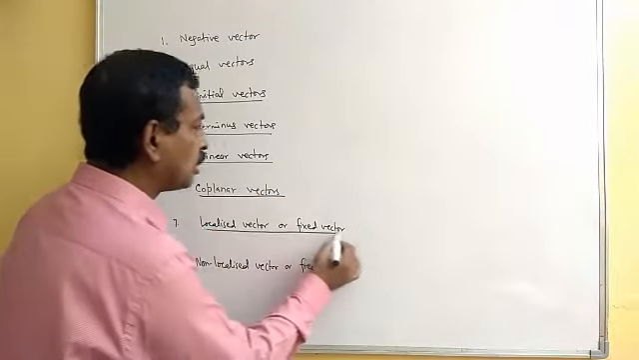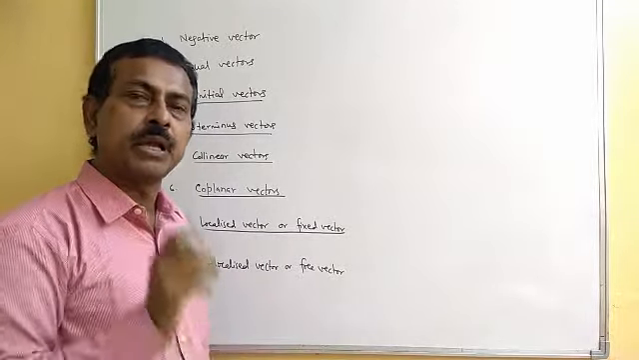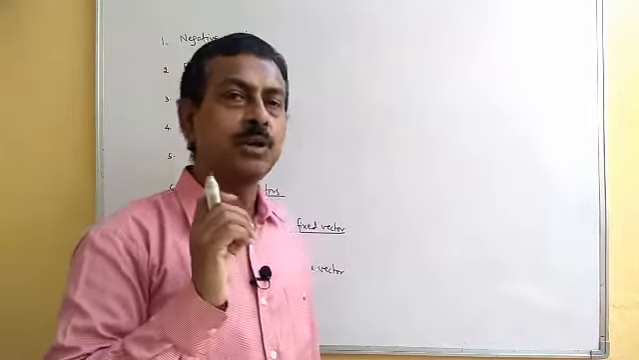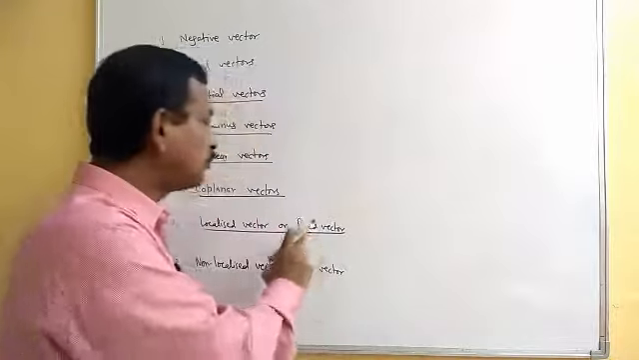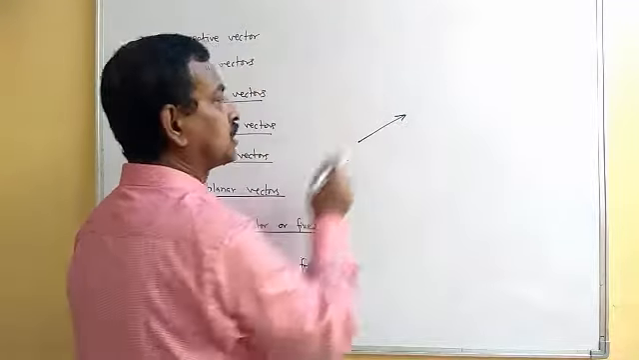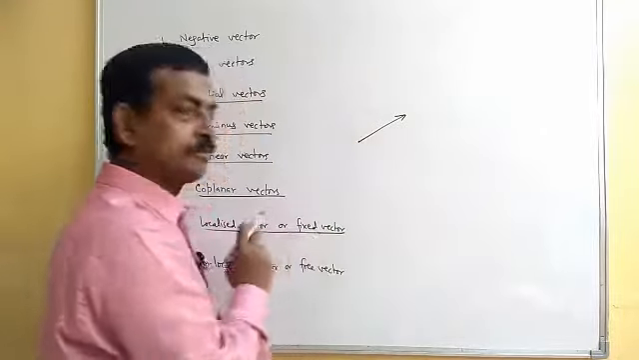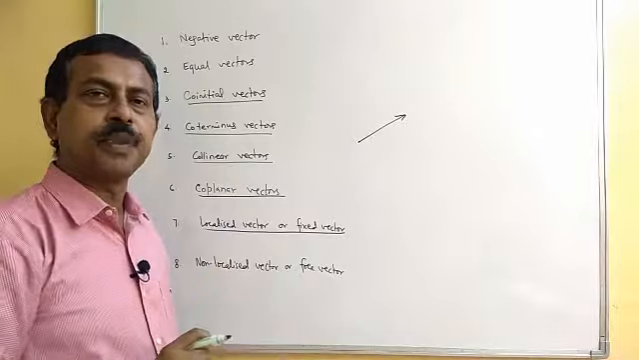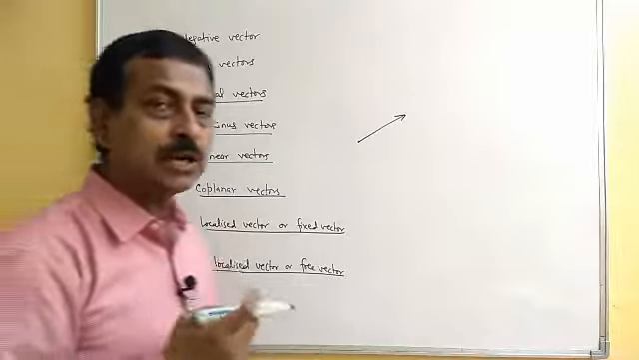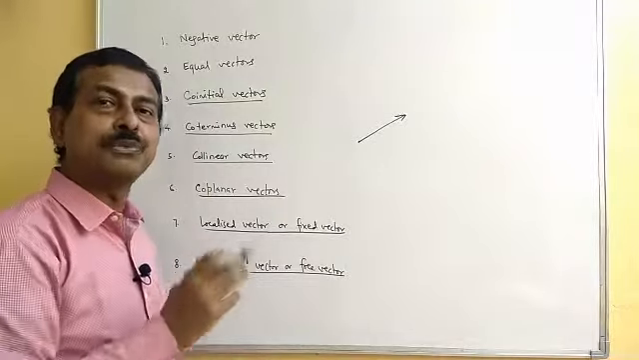Next is your localized vector or fixed vector. The vectors whose initial point is fixed, that will be called as the localized vector, and they will be your fixed vectors. If you have one vector and one end is fixed, whatever direction and magnitude we are representing, if this end is fixed, then it will be your fixed vector or localized vector. But if suppose we take non-localized vector, there if the ends are free, in that case they will be called as non-localized or free vectors.